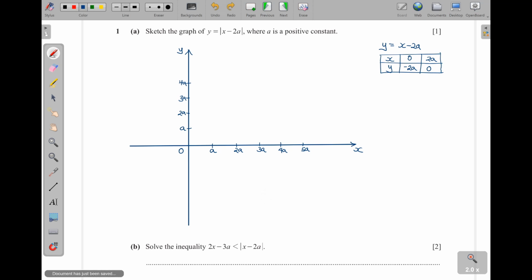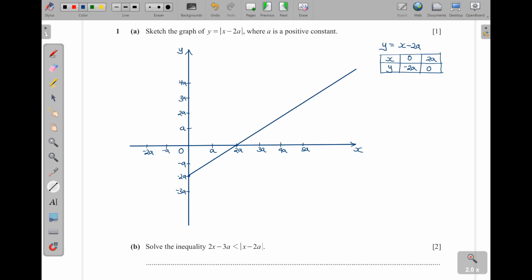So we have negative a here, negative 2a, negative 3a. Then this one will be negative a, then negative 2a, like that. Now, when we draw this one here, 0, negative 2a is here. And then 2a, and then 0 is here. So that means I'm supposed to draw like this. That line is supposed to go like that.